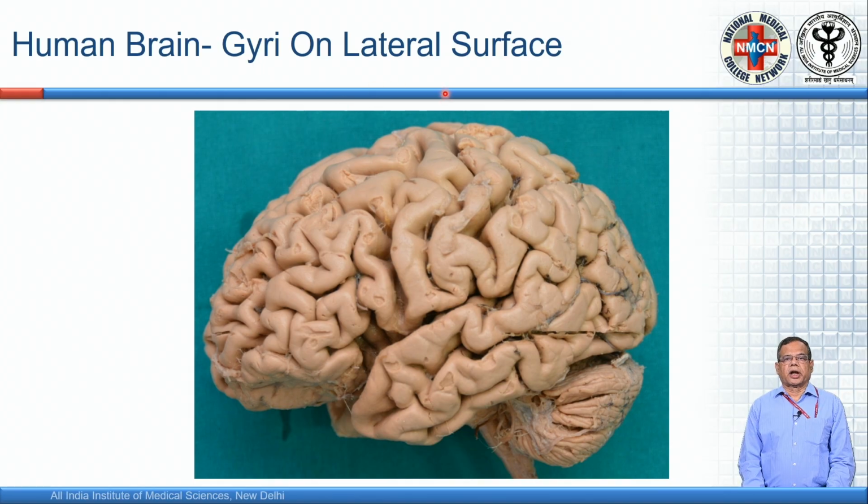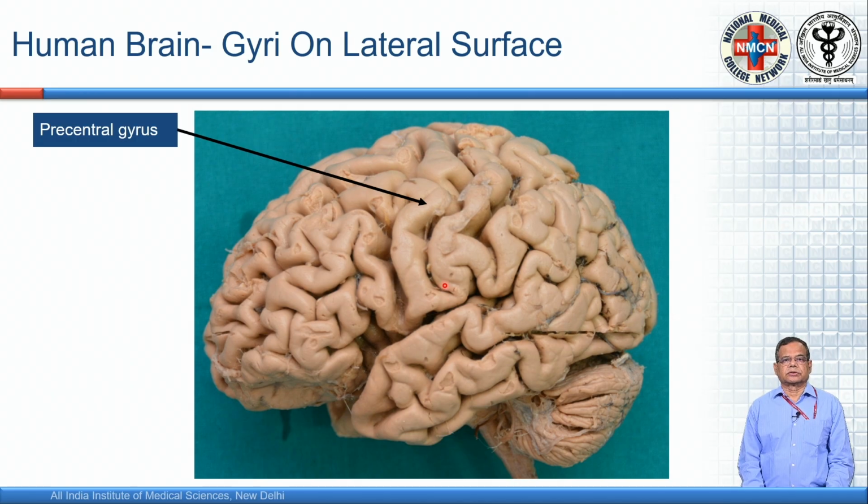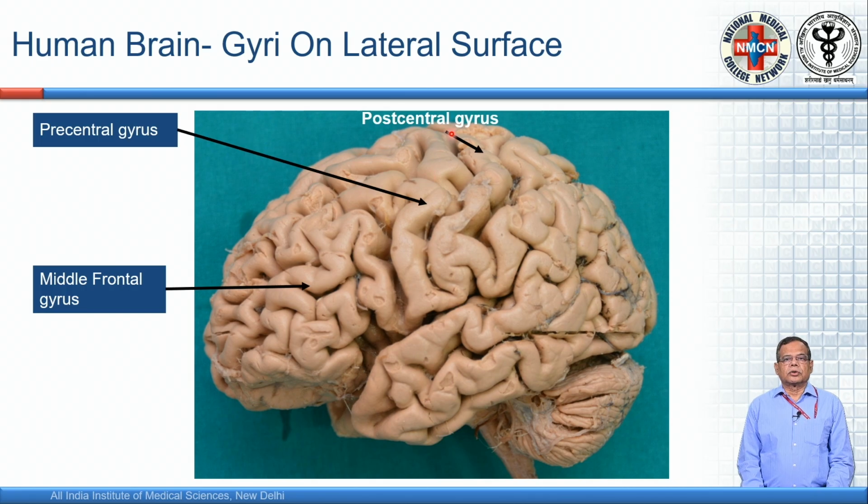The gyri on the lateral surface of the brain are the precentral gyrus in front of the central sulcus. It is in between the central and the precentral sulcus. Behind the central sulcus is the postcentral gyrus. In the frontal lobe, there is the superior frontal gyrus, middle frontal gyrus and inferior frontal gyrus. The posterior part of the middle frontal gyrus is the frontal eye field area.